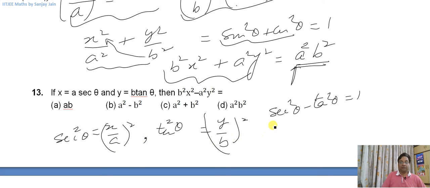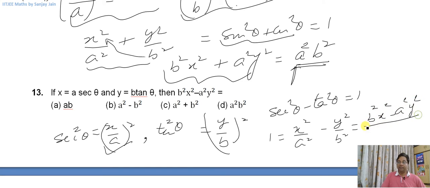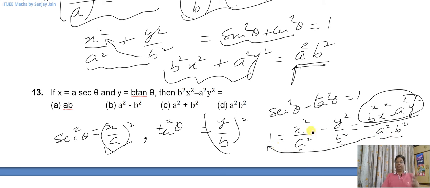So you will have secant square theta minus tan square theta on the left hand side, which anyway will become 1, and on the right hand side you will have x square by a square minus y square by b square, which can be manipulated further as (b square x square minus a square y square) divided by a square into b square. So this expression is equal to a square b square, because it will go to the right hand side or the left hand side. So a square b square is the answer for this question also. Alright, let's move to the next question.